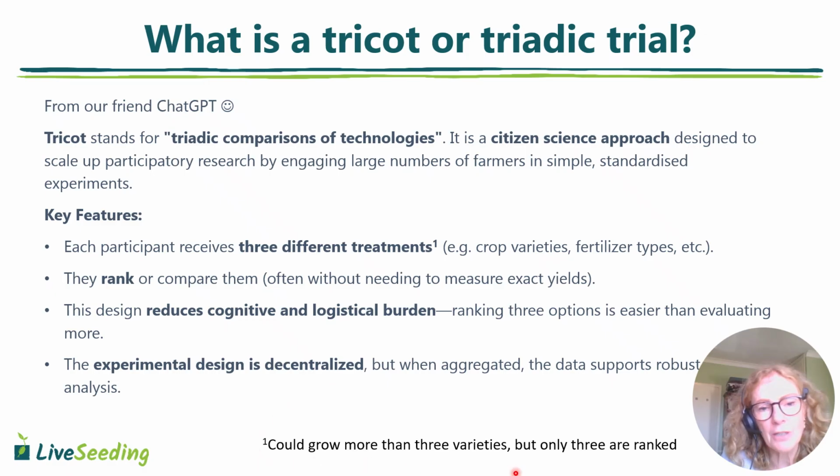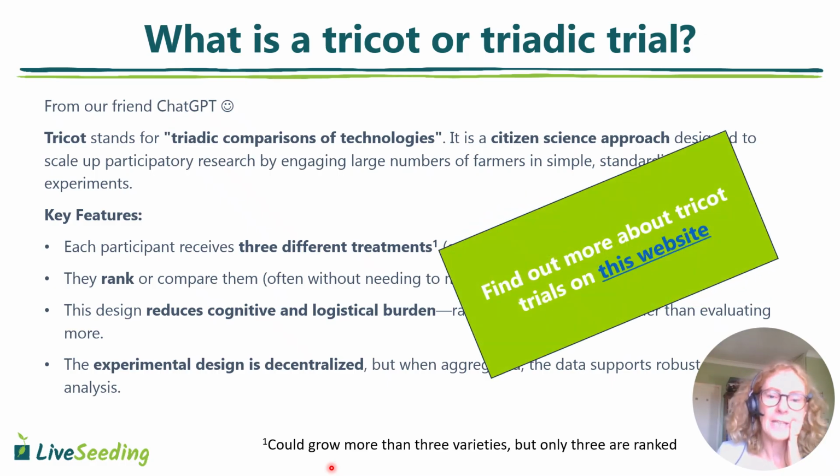And I've just made a note, yeah, the farmers could grow more than 3, but they only rank 3. So I guess that's if they have an interest of their own, they want to look at more, and they want to see where other ones might fit relative to the 3 that they're ranking, then they could do that. But 3 sort of are needed for the analysis. And you can go to that website, again, that'll be linked through on the PowerPoint that you should have downloaded alongside this recording of the PowerPoint. And you'll go to a website there which has lots more resources on these TRICO or triadic trials.